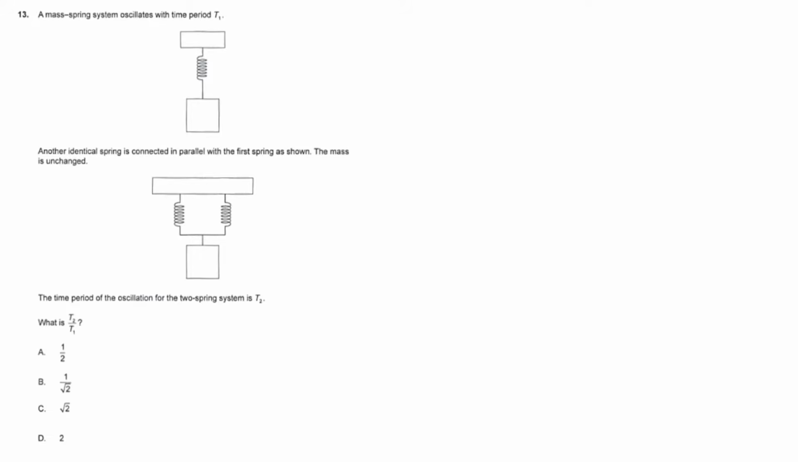Alright, so for a mass spring system, the time period is equal to 2 pi times the square root of the mass divided by the spring constant. So let's compute that for the second system, the parallel spring system.